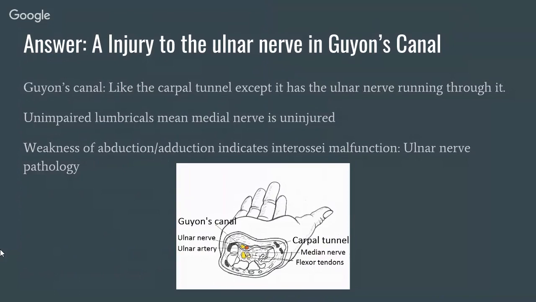The nerve, yeah? So Guyon's canal is, once again, another thing like your carpal tunnel. It pretty much houses your ulnar nerve while the carpal tunnel houses your median nerve. So if you have some kind of compression, you're going to have deficiency in the ulnar nerve distal to your wrist. And it's important to remember that when it comes to weaknesses in abduction and adduction, we're talking about interosseous muscles, and these are innervated by your ulnar nerve. And once again, your fourth and fifth digits, the sensation over these two digits is once again talking about your ulnar nerve. Any questions?